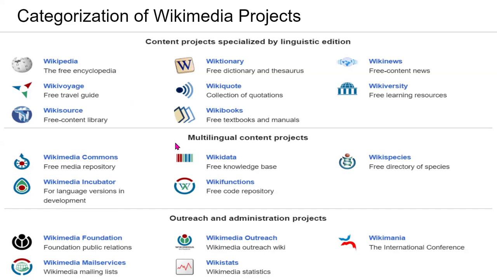Unlike if you have a Wikipedia article on Dr. Kwame Nkrumah, you are likely to come across an English Wikipedia article on Kwame Nkrumah, a French Wikipedia article on Kwame Nkrumah, a Hausa Wikipedia article on Kwame Nkrumah, in that order. Now, another category is outreach and administration. And we have the Wikimedia Foundation, we have Wikimedia Outreach, and then we also have Wikimedia.